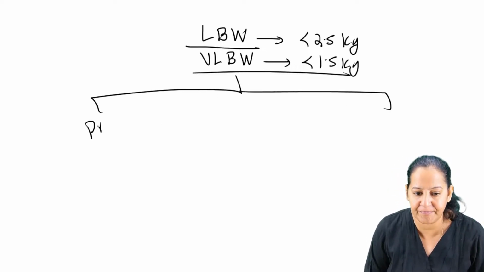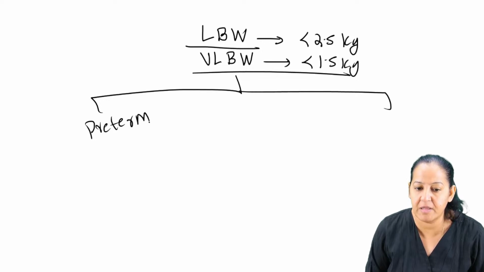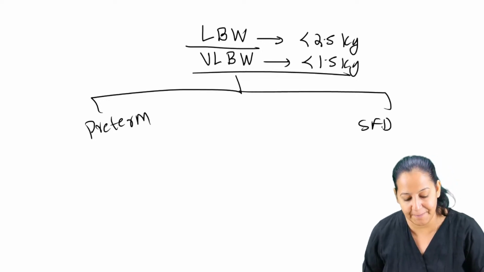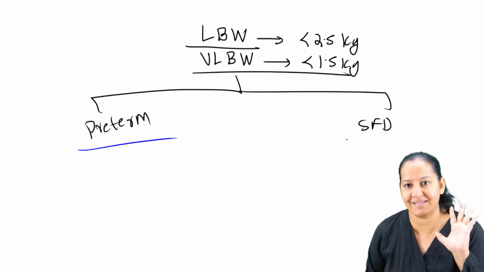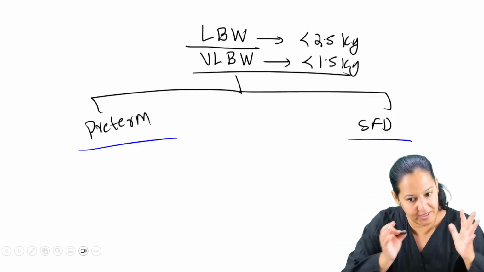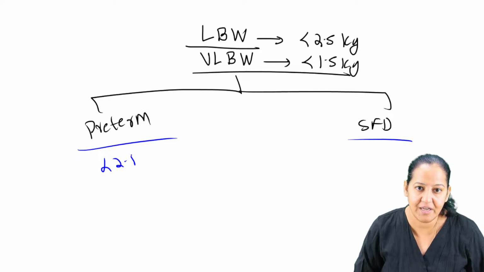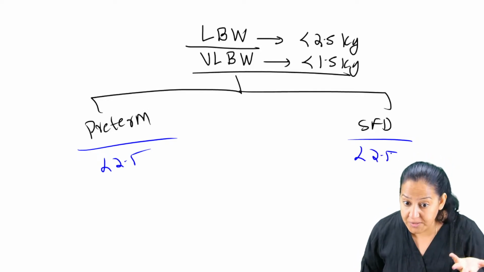One is preterm LBW, and one is small for date. The main difference is that both of them are less than 2.5 kg. That's why these are the types of LBW. Here also less than 2.5 kg, here also less than 2.5 kg. I agree, but the cause is different.